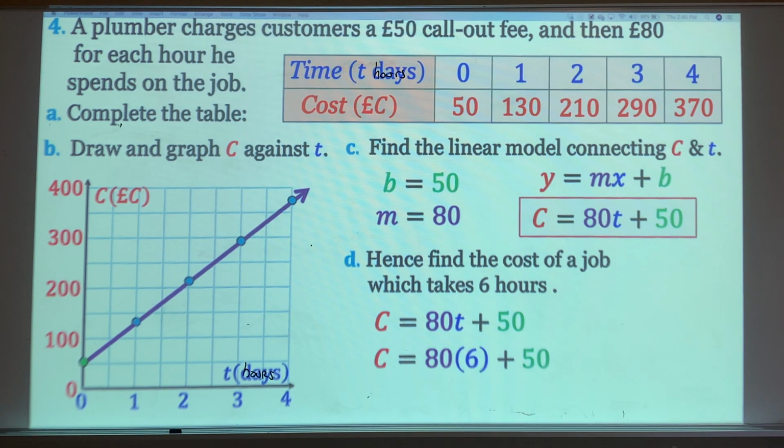So, 80 times 6 plus 50. And then what you have is 480 plus 50 is 530. Okay. That's how much it costs. 530 pounds.